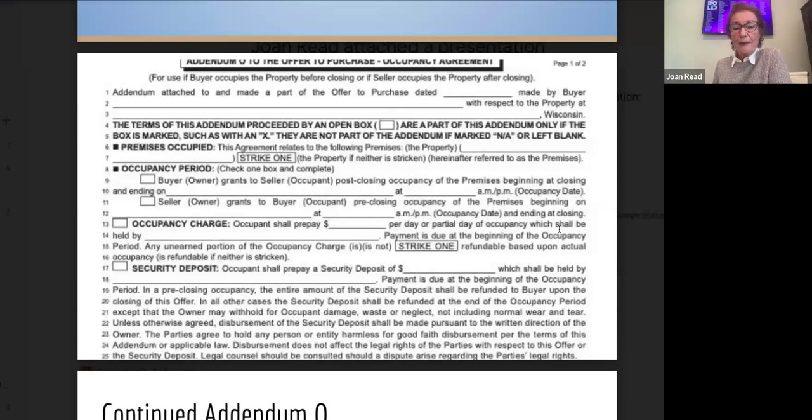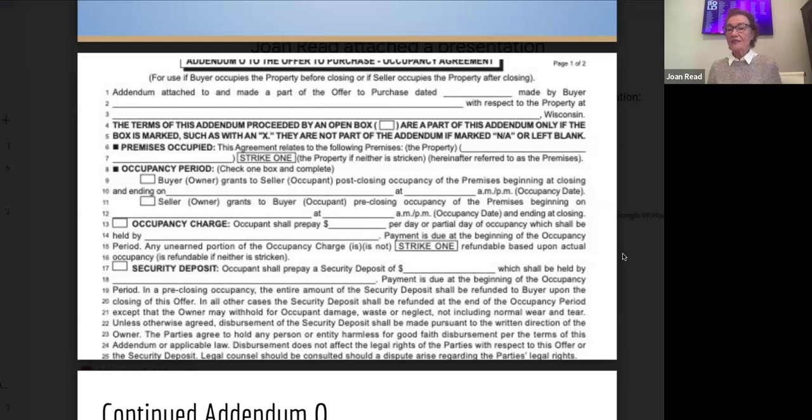That charge is usually paid at the day of closing and held by whoever you put in there to hold it. The payment is due at the beginning of the occupancy period. Any unearned portion of the occupancy charge is or is not refundable based on actual occupancy. If it's not stricken, it's refundable. And that happens a lot.